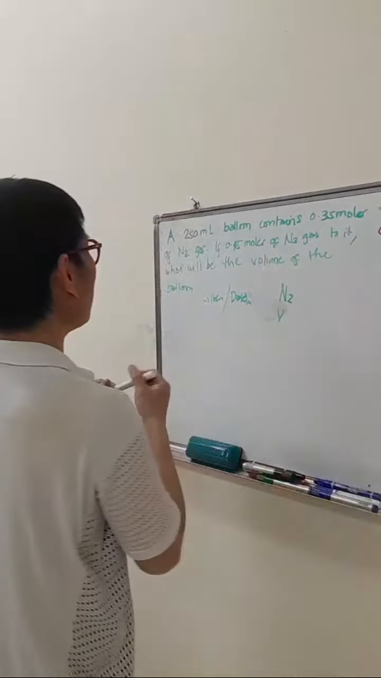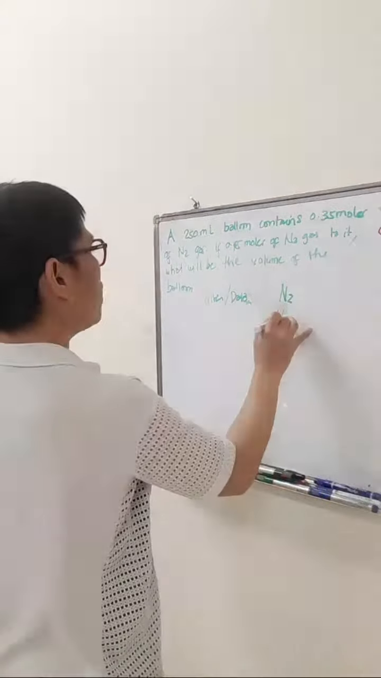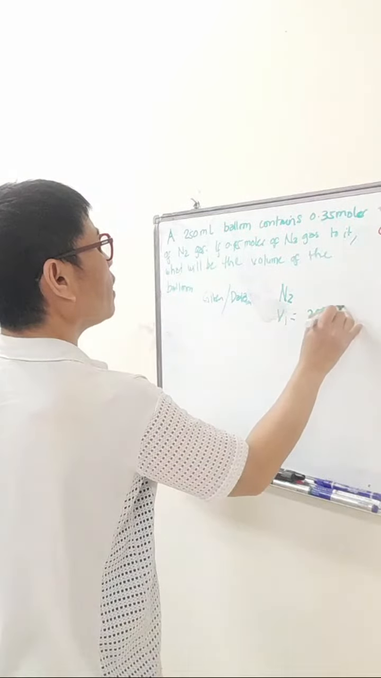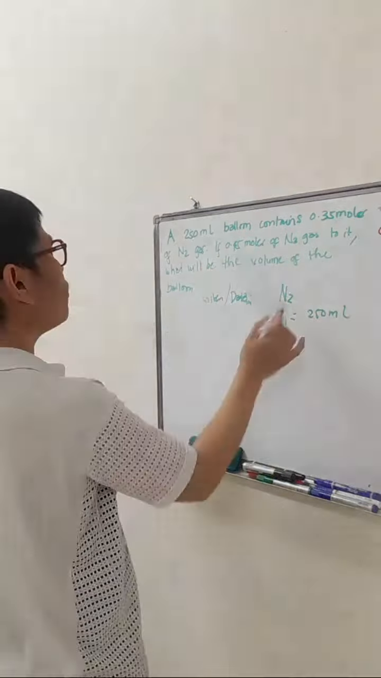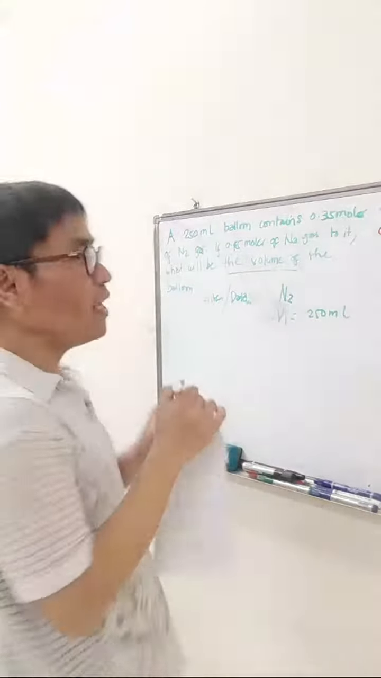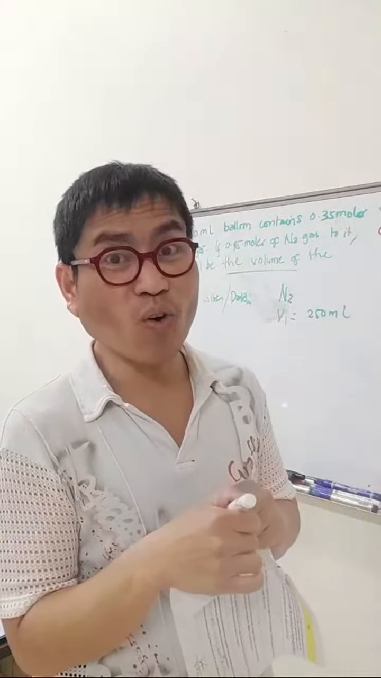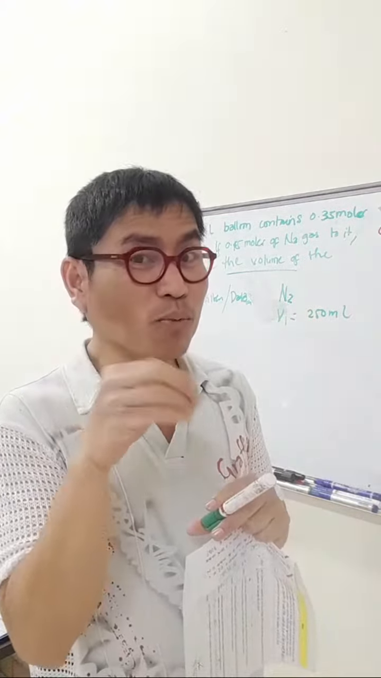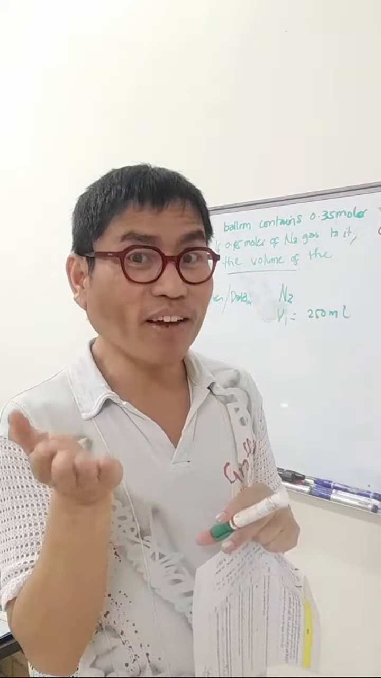Just like here. So V1, V initial. So only V1 is placed: 250 ml. And then V2, what will be the volume of the balloon? Actually, the final volume was not specified, but it's understood. The next volume to be found out is really the final volume.